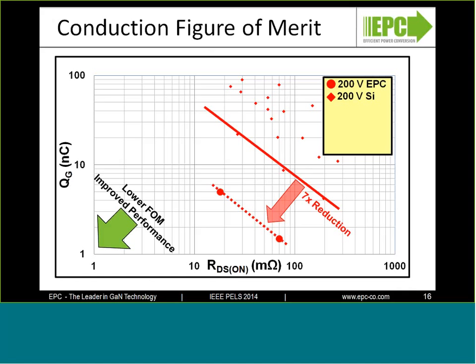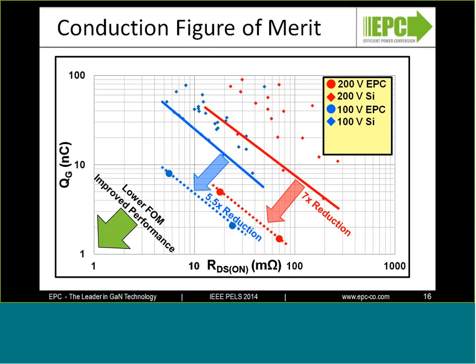You can go to a different voltage. Let's look at 100 volts, blue dots, and the difference is 5.5x. Let's go to 40 volts, green dots, and the difference is 3x. So you can see that there is a substantial improvement, no matter what the voltage, between your silicon devices, the aging power MOSFET, and the brand new eGaN FETs from EPC.